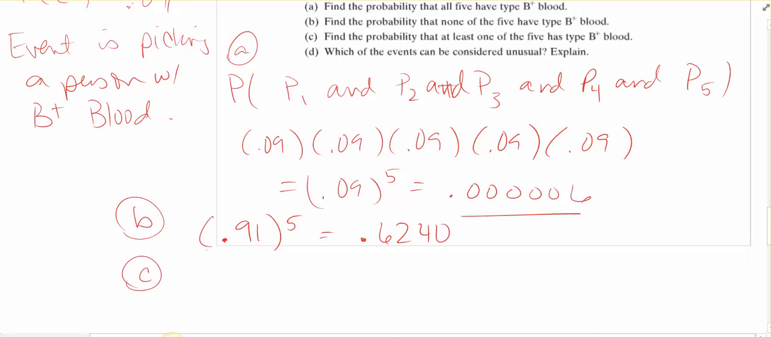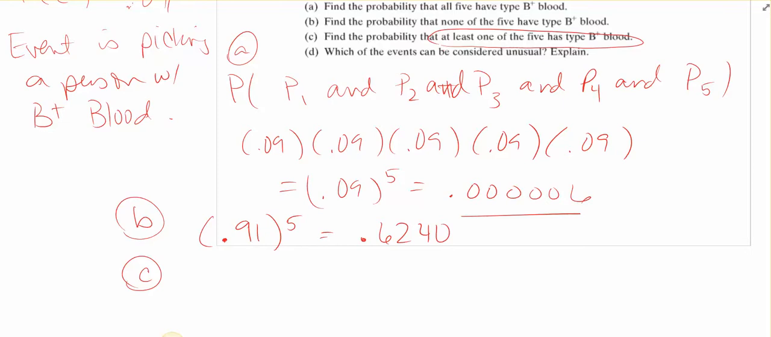All right, part C says find the probability that at least one has type B positive. Now listen to me because I'm not writing this down. That would mean that maybe the first person has it, nobody else does. Or the second person has it, nobody else does. Or the third person has it, nobody else does. Or what about person 1 and 2 have it, but nobody else does? Or what about 2 and 5? So there's all kinds of combinations. That's not a really good idea.